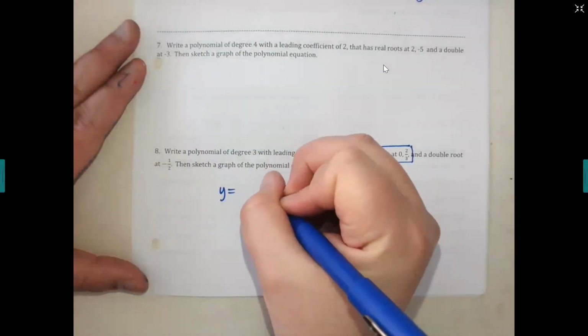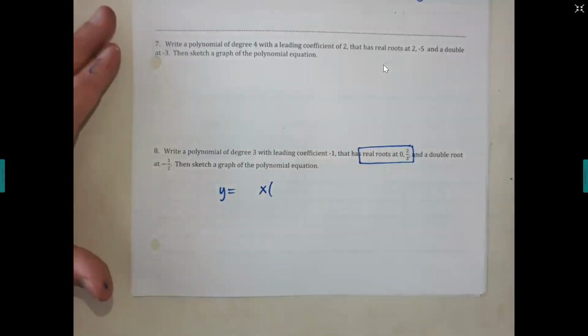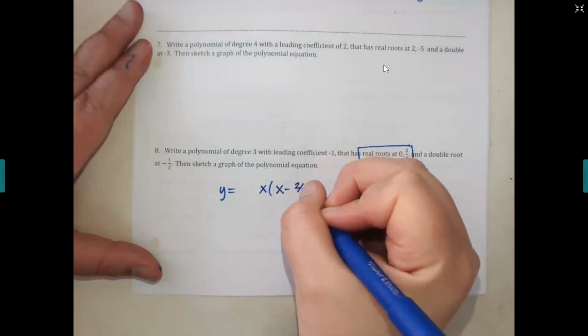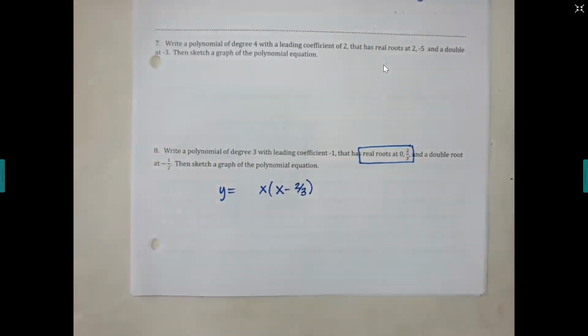Let's start with 0. If my x is 0, where does it go in the equation? Do you remember? In the front, very good. So I'm gonna put x parentheses. My second one is supposed to be a 2/3, which is positive. So when I write my fraction, do you remember I do minus 2/3? Because you want it to be the opposite. So if the real root's at 2/3, I put x minus 2/3.